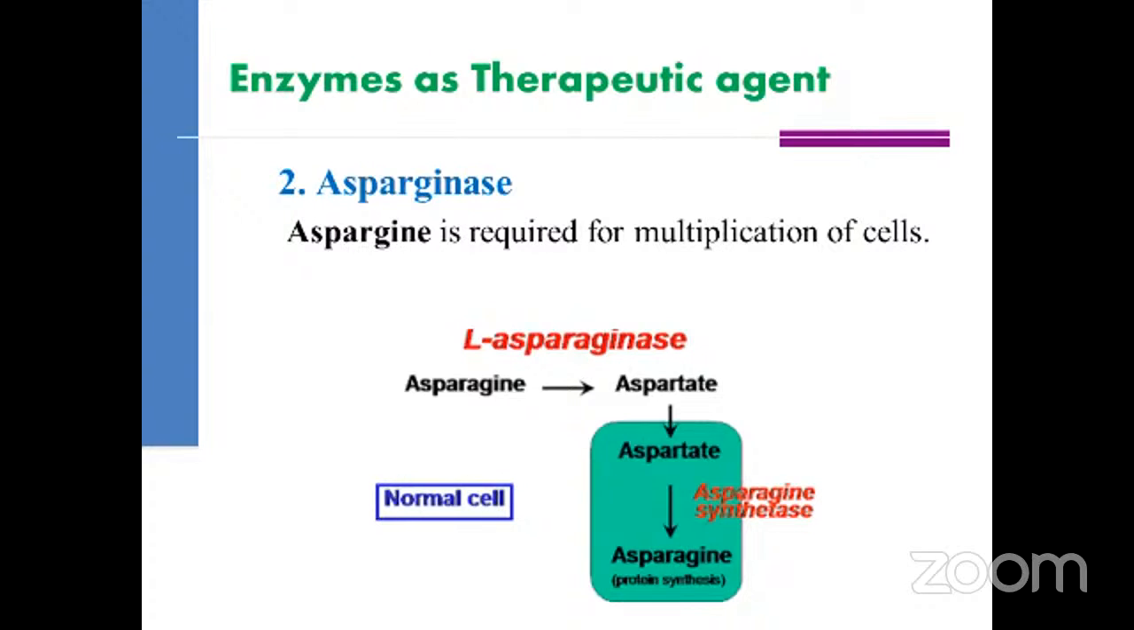Now this aspartate crosses the plasma membrane. This is the cell. Only aspartate can cross, not asparagine. If the asparagine has to go inside the cell, first it will get converted into aspartate. Aspartate will cross the plasma membrane and enter the cell. In the cell, it is required for the multiplication of the cell.